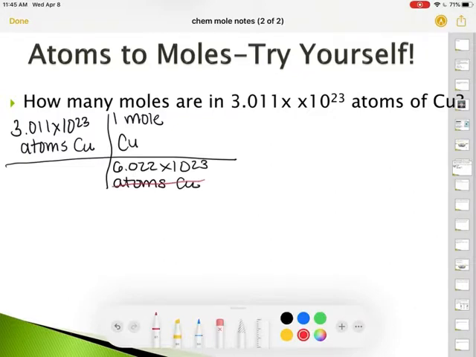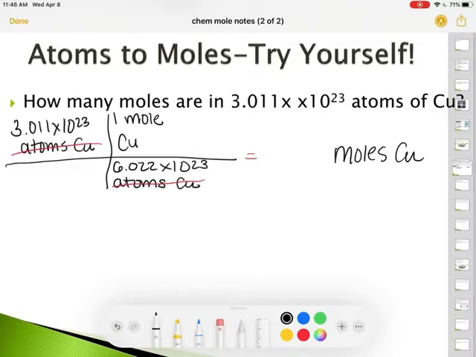So the unit atoms of copper cancels out, and our unit in the end would be moles of copper. Okay, so when you put this in your calculator, 3.011 EE 23, divided by 6.022 EE 23, you're going to get 0.5.